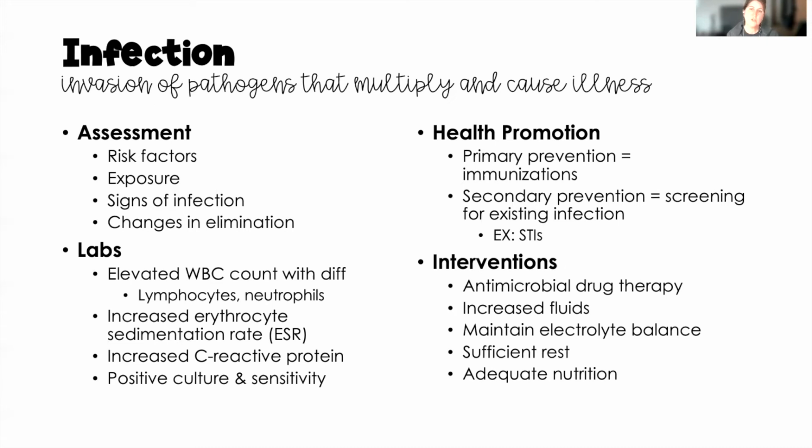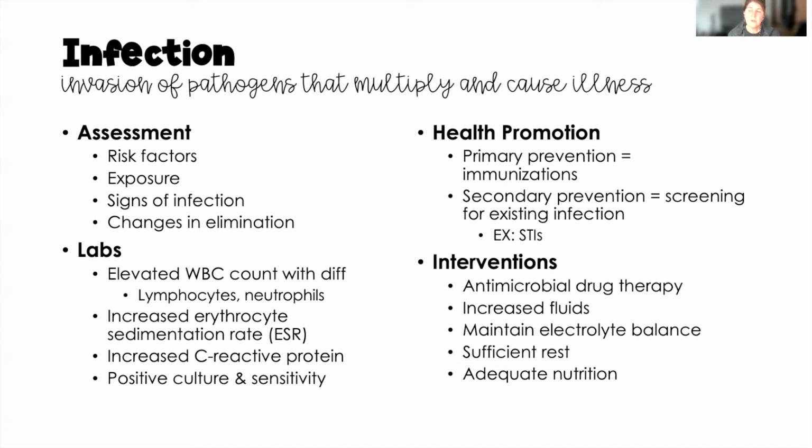Health promotion strategies to prevent infections. So this is where we think about primary and secondary prevention. Primary prevention strategies are strategies in which we really are trying to take risk factors that a client has and really prevent them from turning into an acute or chronic illness. And so immunizations are a great example of primary prevention.